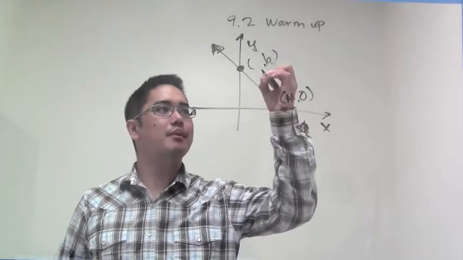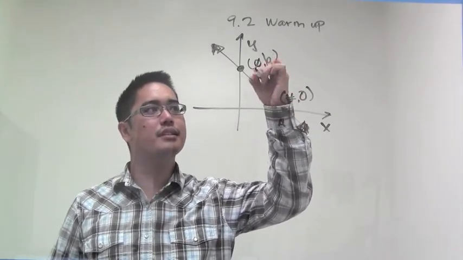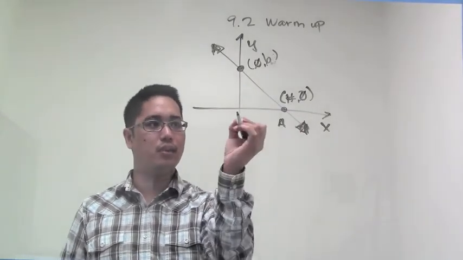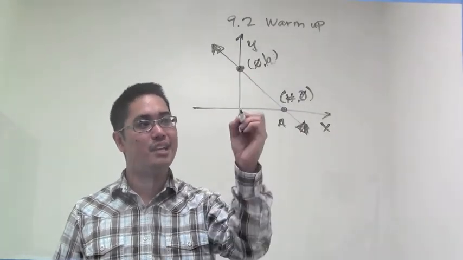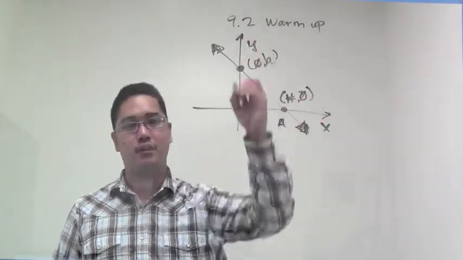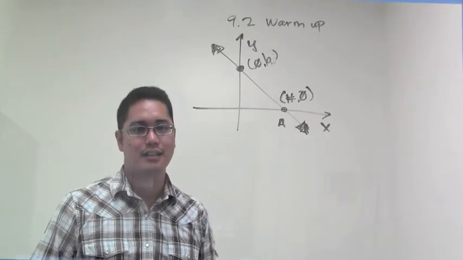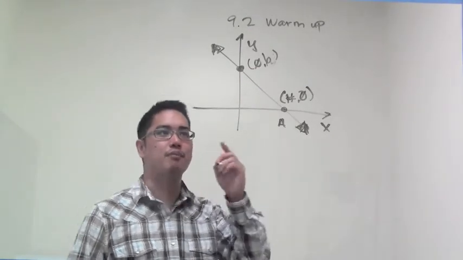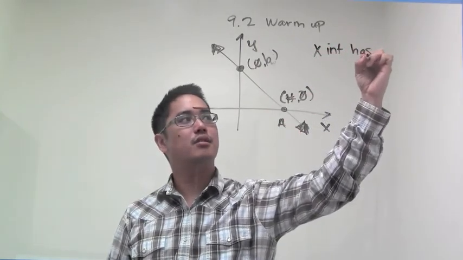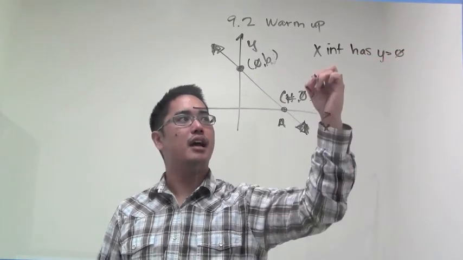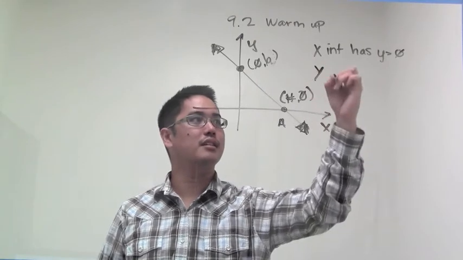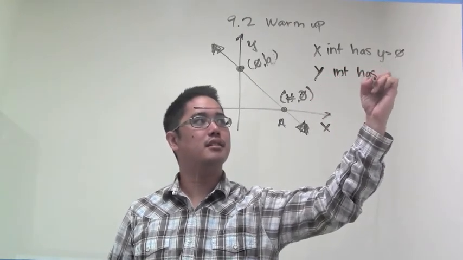All right. But I know the first number, it's 0. Because that first number is the x-coordinate, and the x-coordinate of this point right here, any point on this line, is 0. The y-coordinate could be something different depending on where that point is. So I think that's really the most important part that I want you to remember. The x-intercept has y equal to 0. And the y-intercept has x equal to 0.